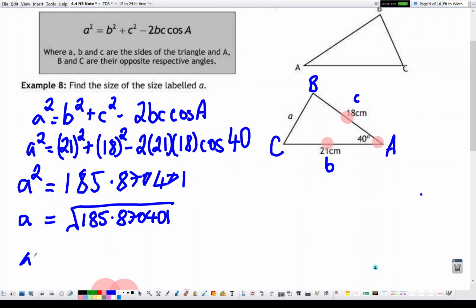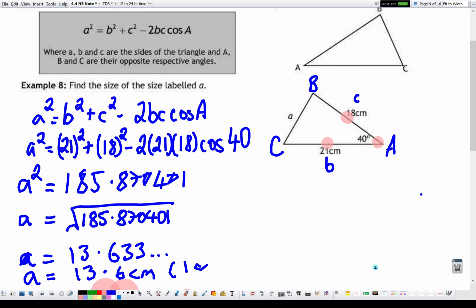that's given me a value of 13.633... We can just call that 13.6 to one decimal place. 3 significant figures, one decimal place, the same in this case. 13.6 centimetres.